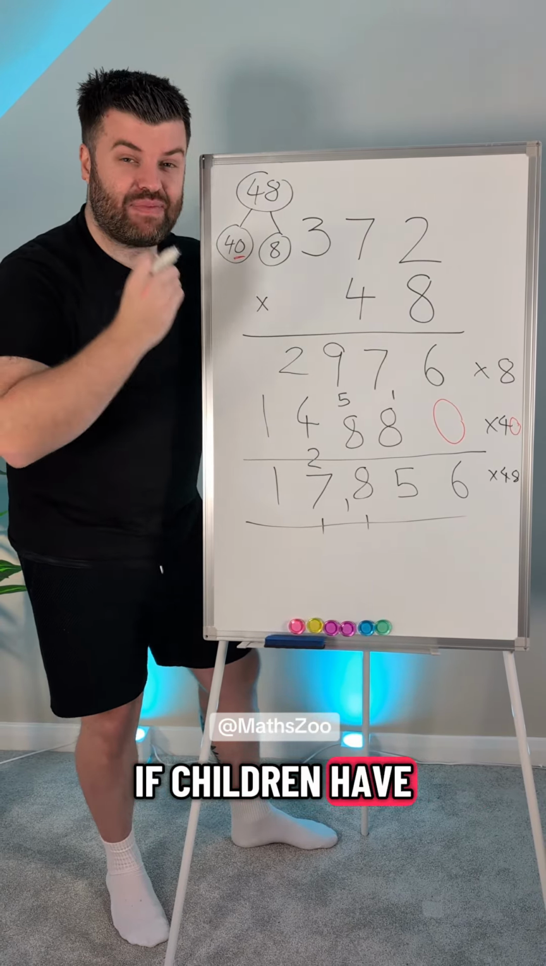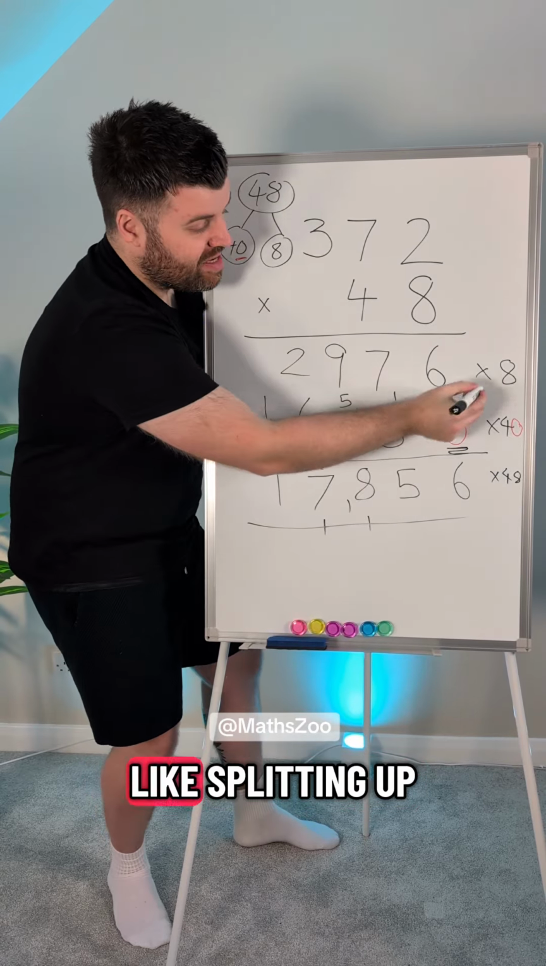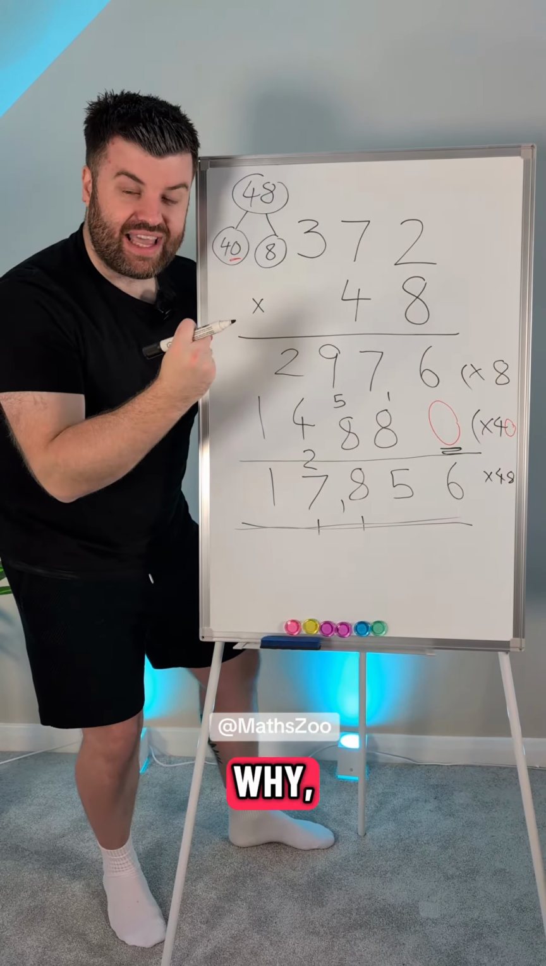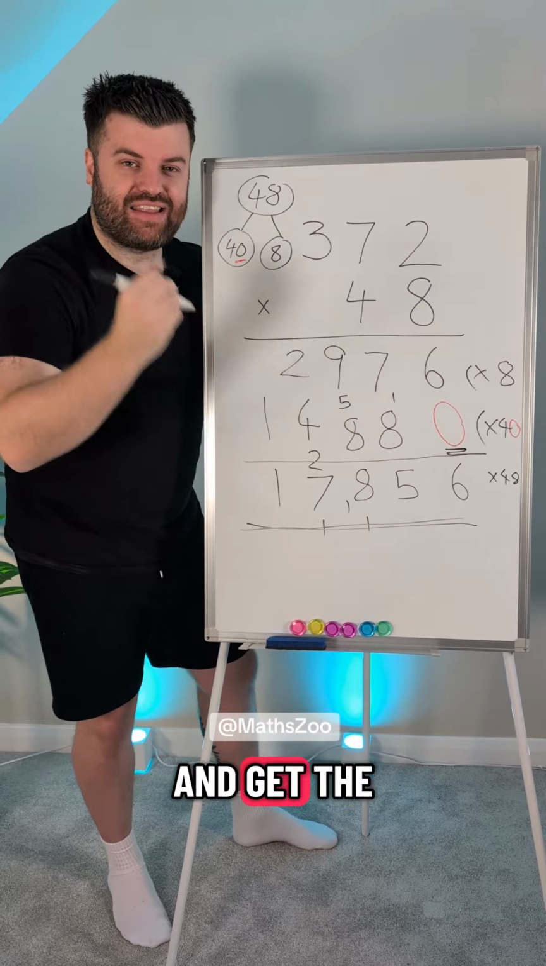So many opportunities to go back and make links with previous learning whilst applying it to a new process. If children have been explained the reasons why we do things, like putting this placeholder in, like splitting up 8 and 40, like adding it together at the end, if we know why, way more likely that children are able to replicate this over and over again and get the answers right.